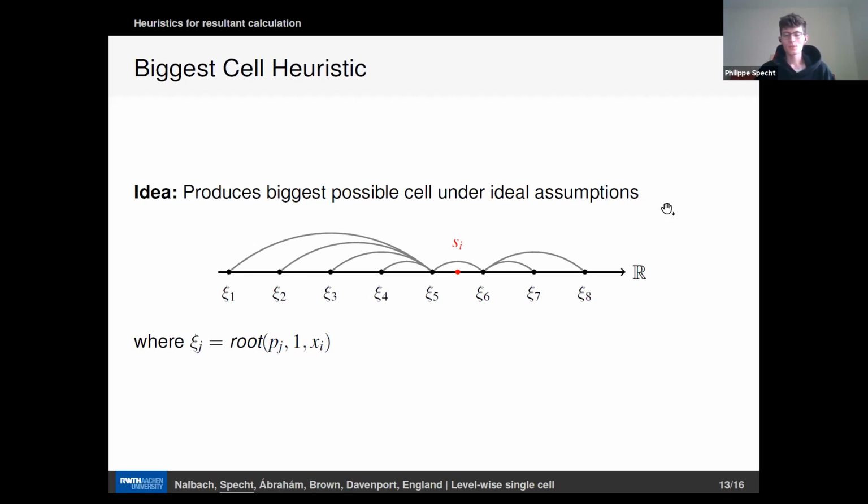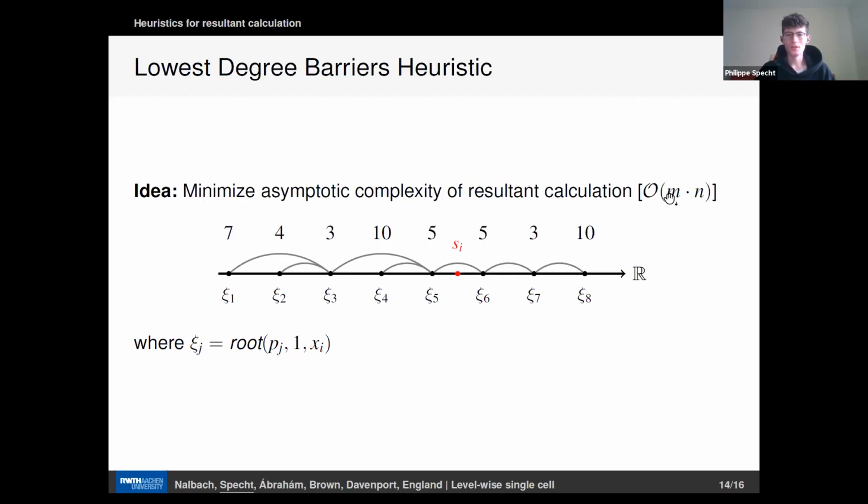But since these assumptions are somewhat unrealistic, we cannot just use this heuristic as being the optimal. So it remains to be a heuristic. And that's why we also looked for different approaches. Like, for example, the lowest degree barriers heuristic right here, which is more practically founded. So what this approach tries to achieve is to minimize the asymptotic complexity of resultant calculation.